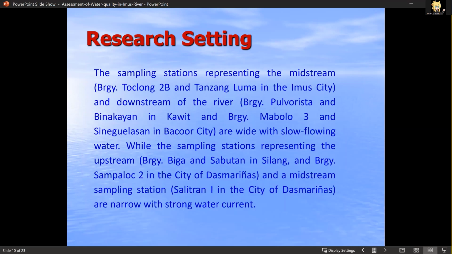The sampling stations representing the midstream are Barangay Toclong, Tabon, and Tanzang Luma in Imus City. The downstream of the river, Barangay Pulporista and Binakayan in Kawit, are wide with slow-flowing water, while the sampling stations representing the upstream are narrow with a strong water current.